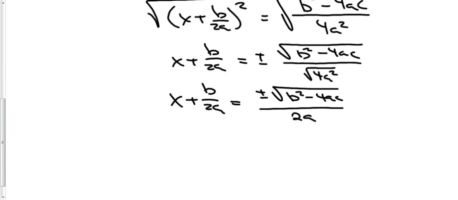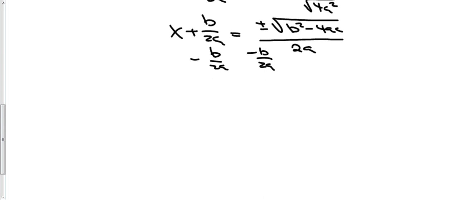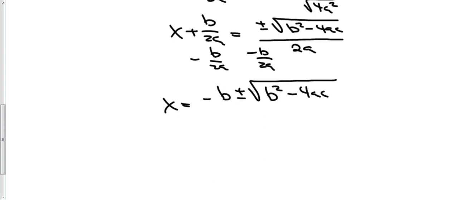So x plus b over 2a is going to equal plus or minus the square root of b squared minus 4ac over 2a. Square root of 4 is 2. Square root of a squared is a. And then finally, to get x by itself, I'm going to subtract b over 2a from both sides, and I'm going to be left with a very special equation. x is equal to negative b plus or minus radical b squared minus 4ac all over 2a.